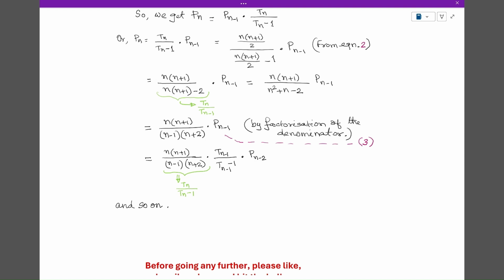So on means this term also we can further expand into T(n-2)/(T(n-2)-1) multiplied by P(n-3).